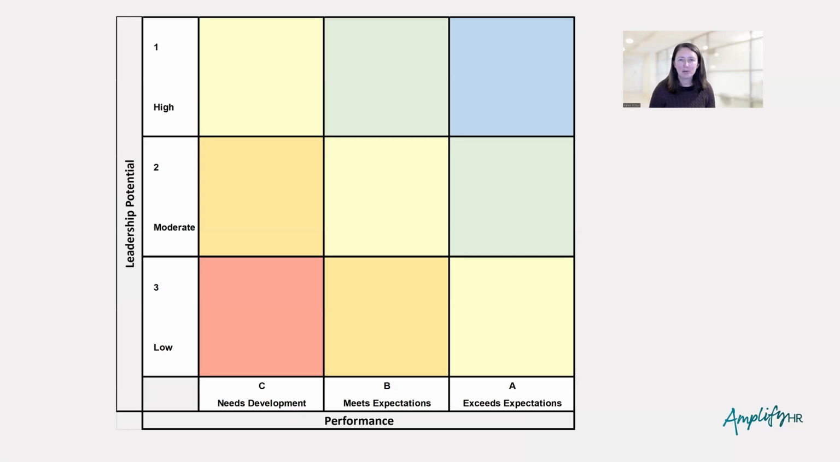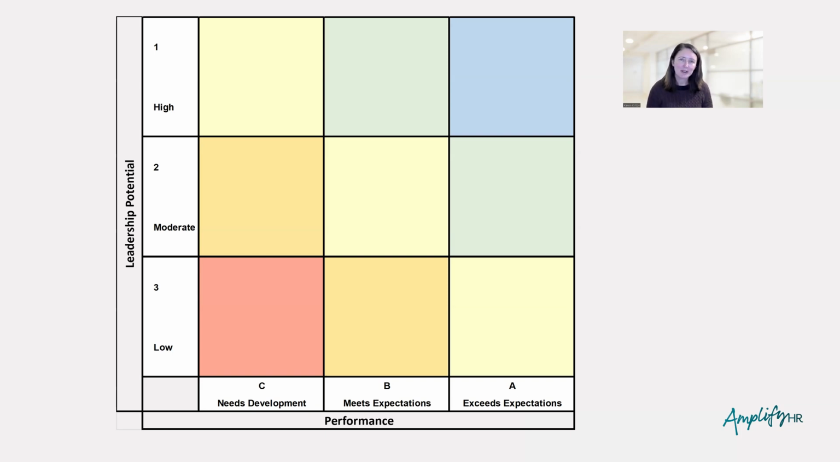Then think about each person across those two elements. Are they low, medium, or high? And then plot them in these boxes. You'll generally get fewer people in the blue and the green. You don't want to have many in the red, and the majority through the middle there.